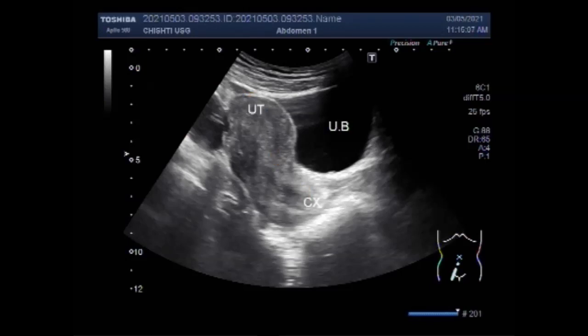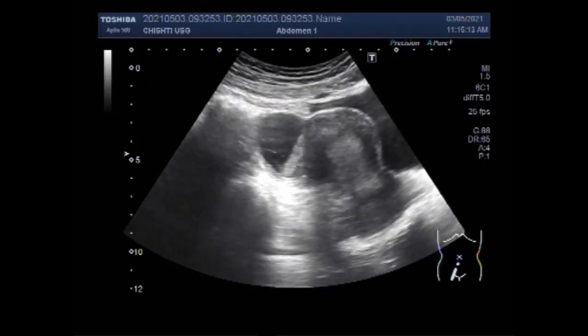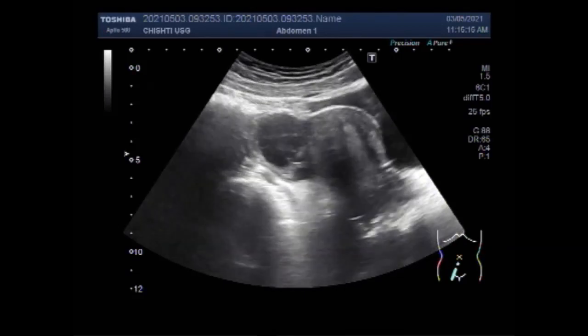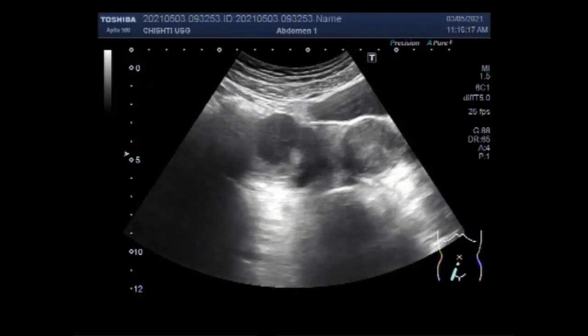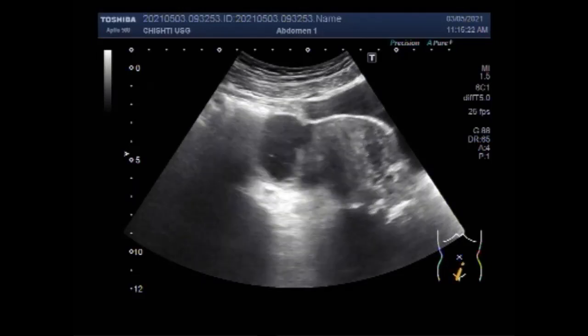Now you will see in the transverse view both the ovaries are visible. The left ovary has a hemorrhagic ovarian cyst, while the right ovary shows a chocolate ovarian cyst.